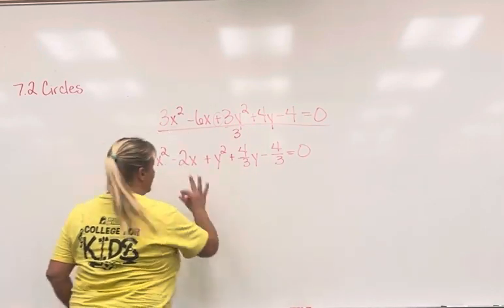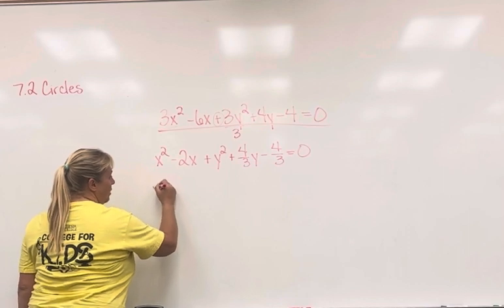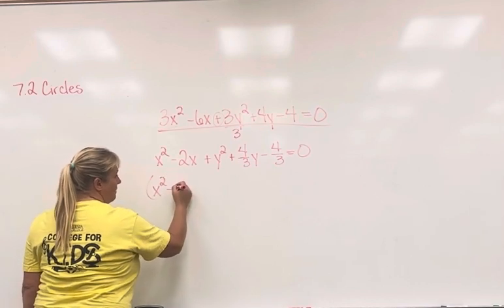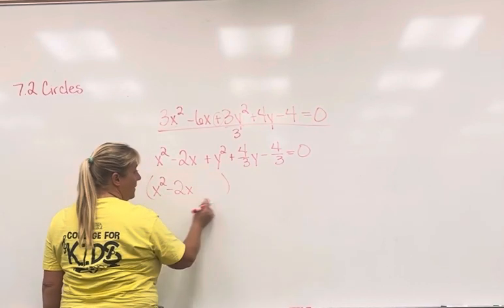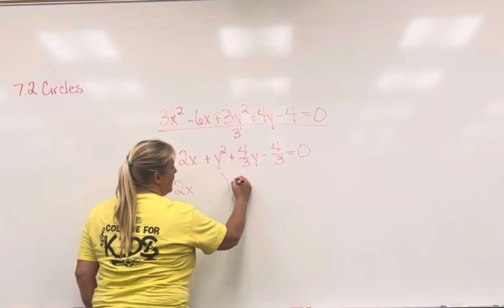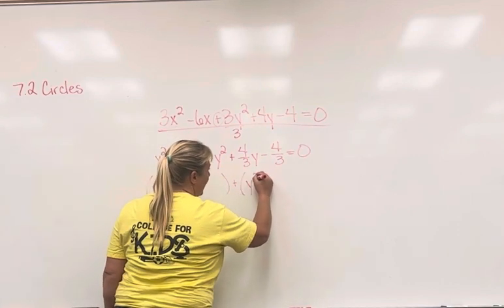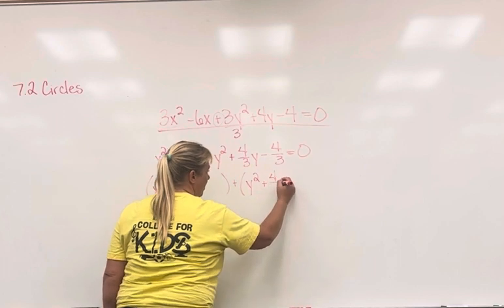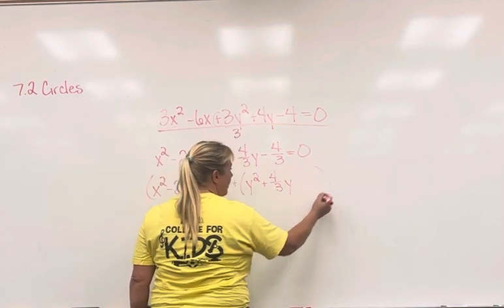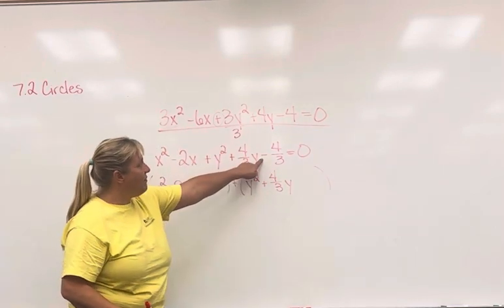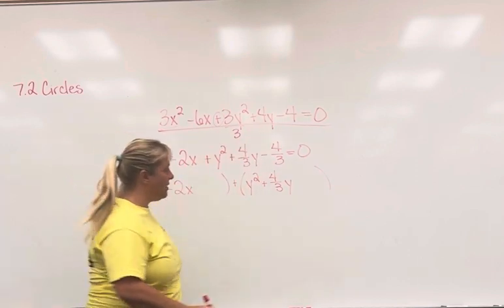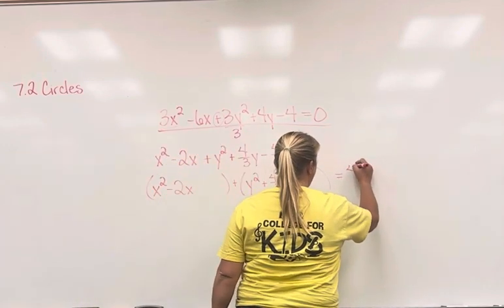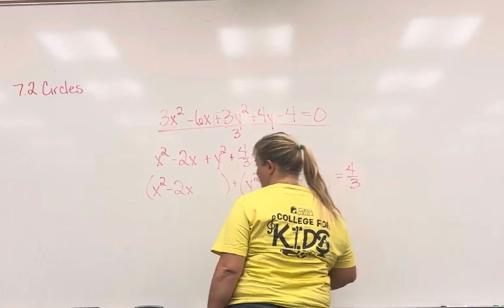side. So we're just going to rewrite again, and here we're going to have x squared minus 2x, and I'm going to leave a space, okay? And then I'm going to have plus y squared plus 4/3 y, and I'm going to leave another space. And then that guy is adding to the other side, so on the far side we'll have 4/3.